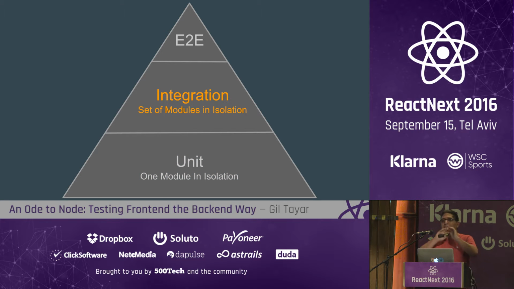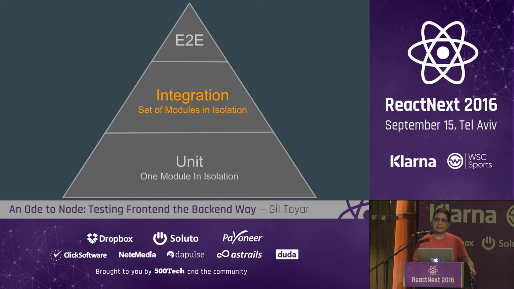Integration tests take a set of modules and combine them together and test them as a unit together. They're usually very fast tests, but the problem is finding a set of related modules that you can test in isolation and not the whole application. And this is a very big problem.